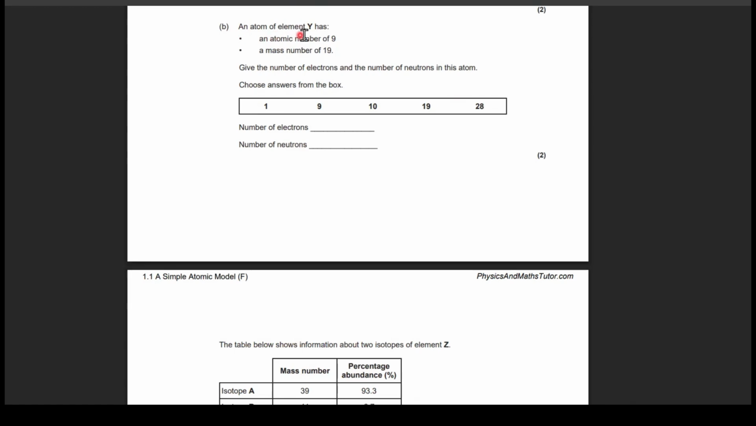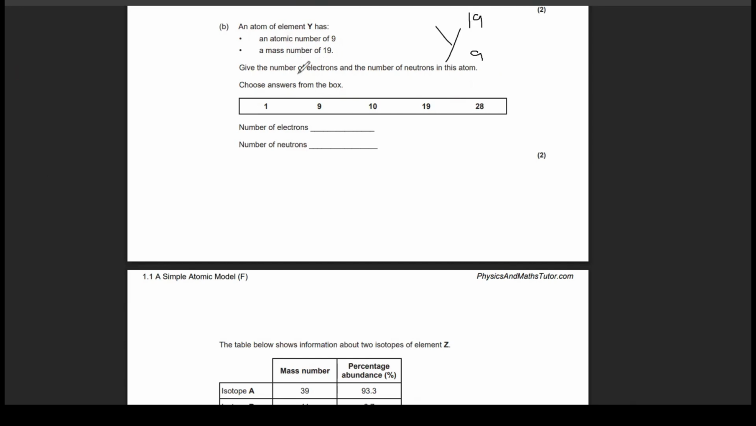All right. B, an atom of element Y has an atomic number of 9, a mass number of 19. Give the number of electrons and the number of neutrons in this atom. Choose answers from the box. So Y has an atomic number, by the way, pause the video, have a go in your head. Right, an atomic number of 9. We write the atomic number at the bottom and the mass number at the top generally. Okay, in AQA we do anyway. In OCR they sometimes flip it around.